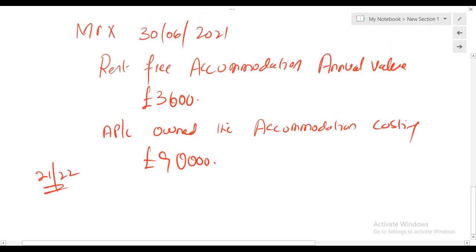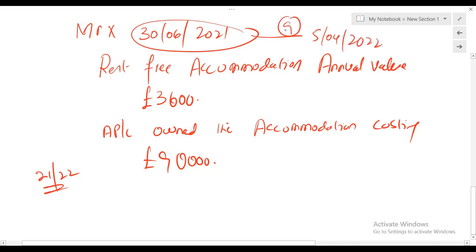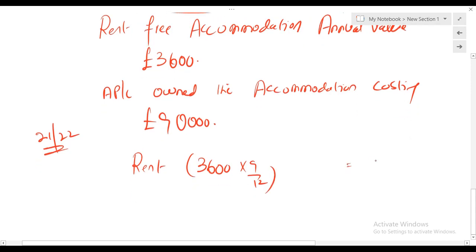Since he joined the company on 30th June 2021, if I go from here till 5th April 2022, I have only 9 months. So the basic rent benefit is 3,600 into 9 upon 12. I'm getting 2,700 if I'm not wrong.